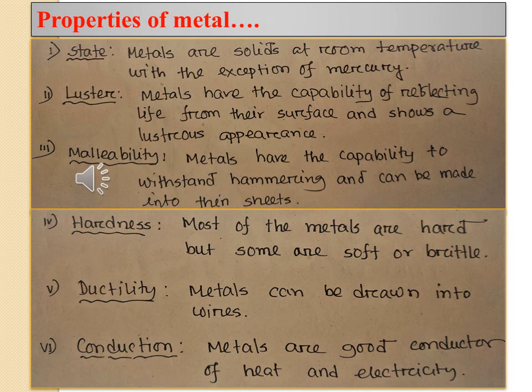Ductility. Metals can be drawn into wires. They can be converted into wires, and this is the ductile property of metal. Conduction. We know very well metals are good conductors of heat and electricity. In the case of electricity, we can consider the example of copper, and in the case of heat, we can consider the example of aluminium.